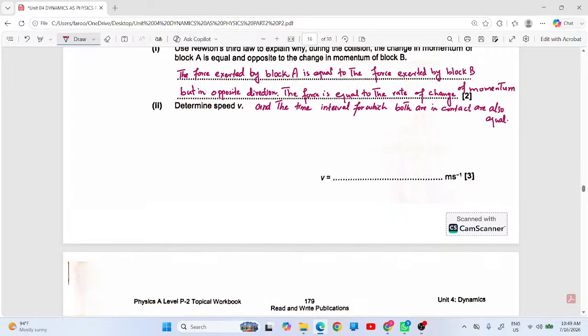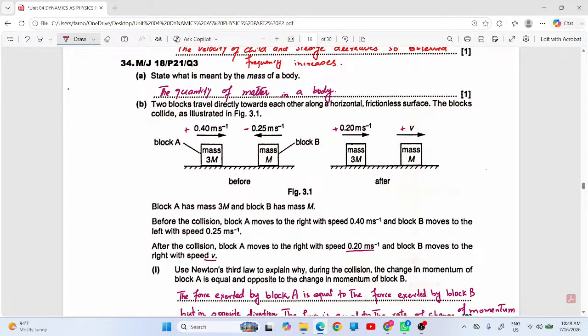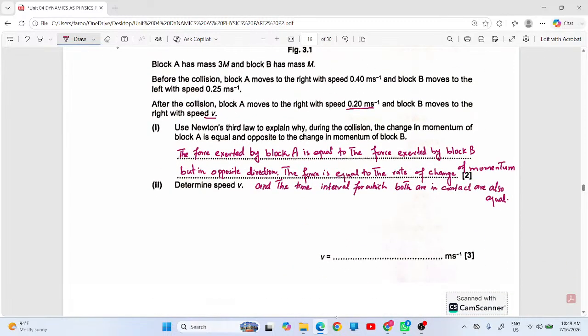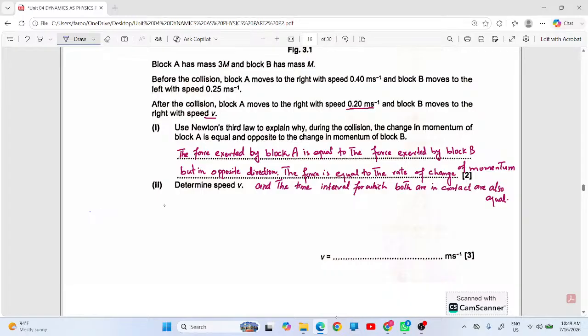Next is determine the speed. अब आपने speed find करनी. Law of conservation of momentum: momentum before collision equals momentum after collision.